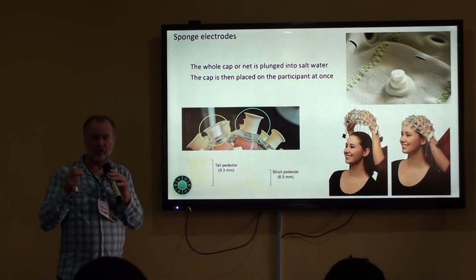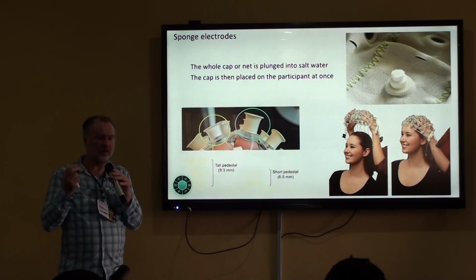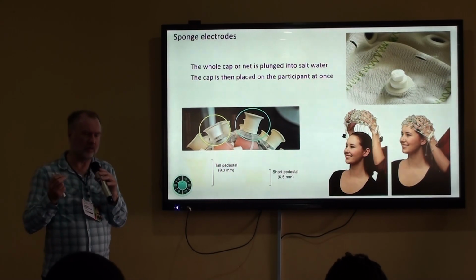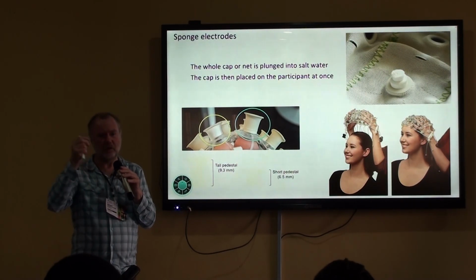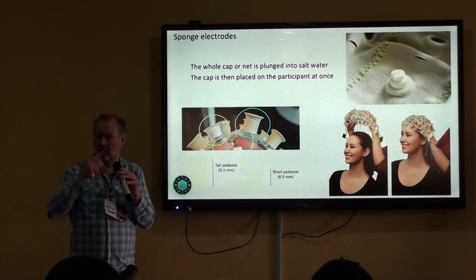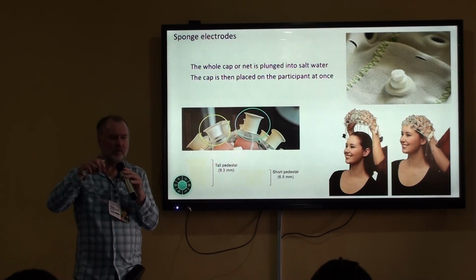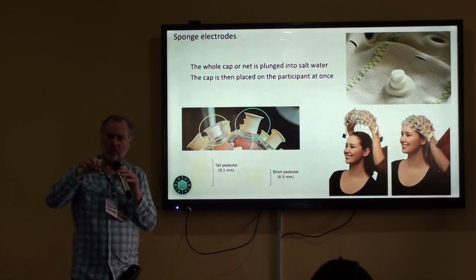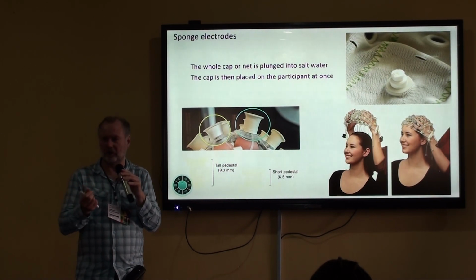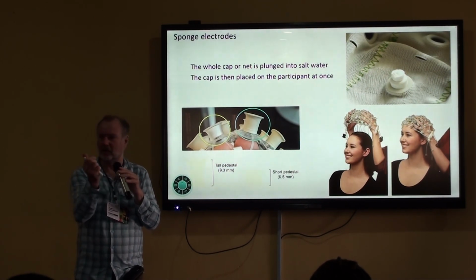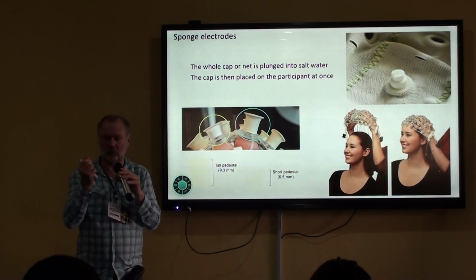With the normal silver chloride electrodes, if the impedance is still not good, if the signal quality is still not good, we can apply a little bit of extra gel or do a little bit of extra turning with the syringe. Here what we can do is wiggle the electrode a little bit to make sure that the sponge touches the scalp, or we can add a little bit of salt. So we usually have a syringe with salt water, and then we can just drip a little bit of extra salt water on the electrode.